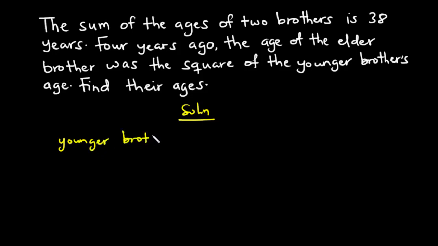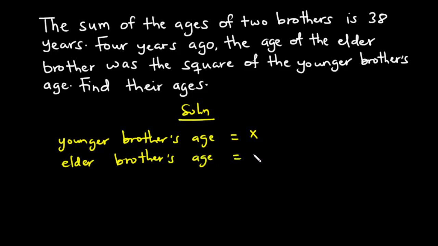So we have the younger brother's age as x, and then we have the elder brother's age as y. So from the first statement, the sum of their ages is equal to 38. So we have x plus y equals 38. Now let's call this equation 1, our first equation.